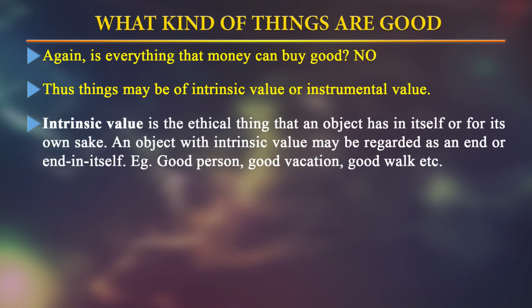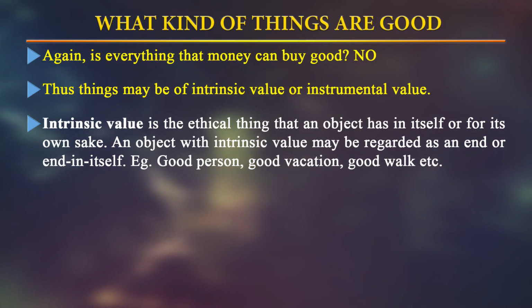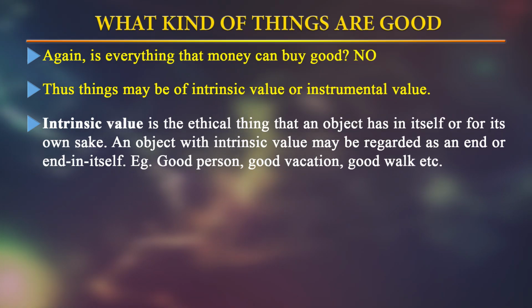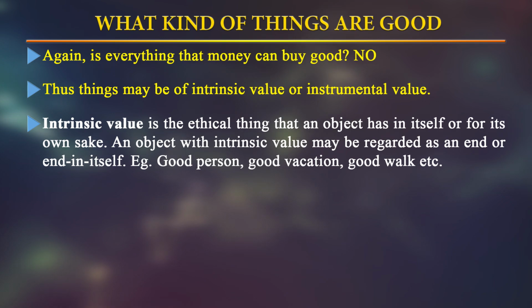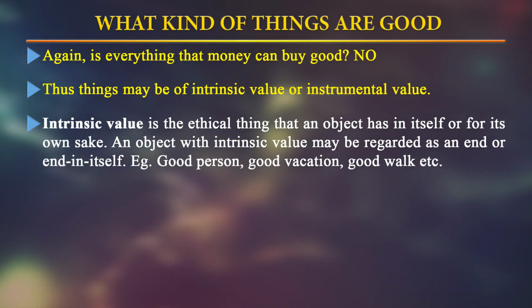Now, what is intrinsic value? Intrinsic value is the ethical thing that an object has in itself or for its own sake. An object with intrinsic value may be regarded as an end or an end in itself. For example, a good person or a good vacation or a good walk. These things are good by themselves because goodness is an intrinsic part of them. For example, a good person is good because that is that person's intrinsic value.